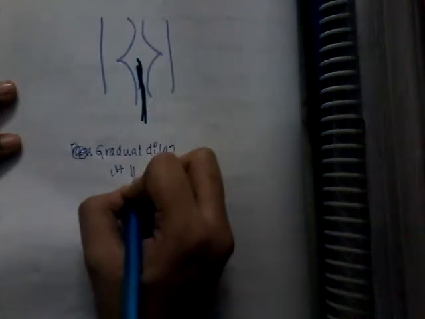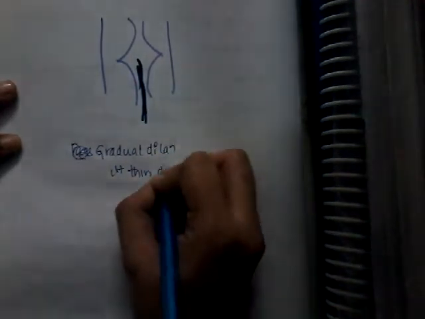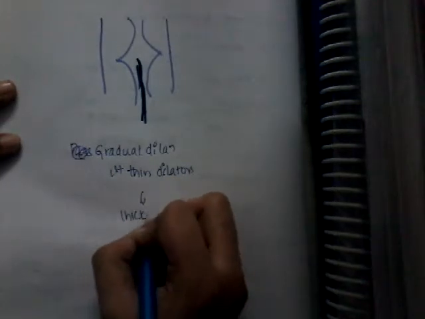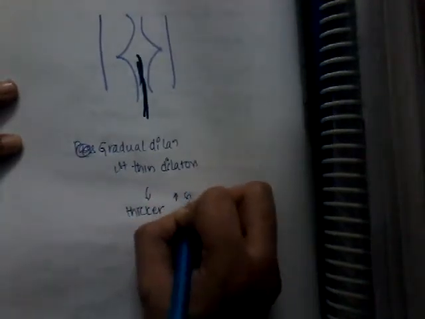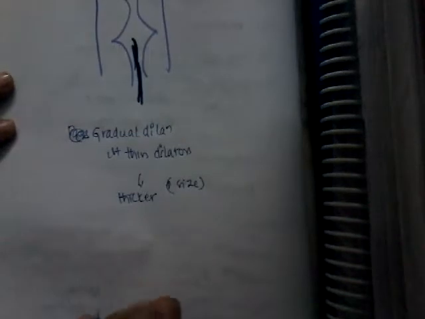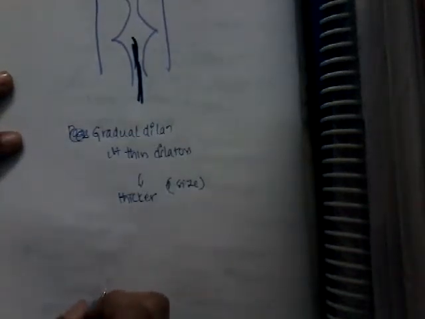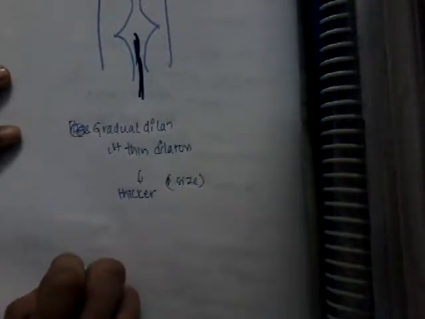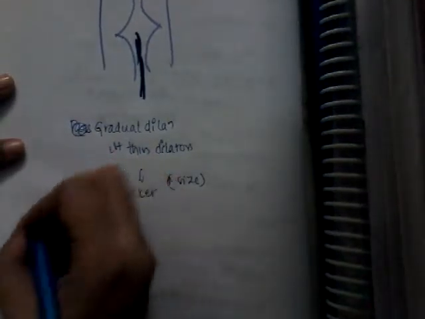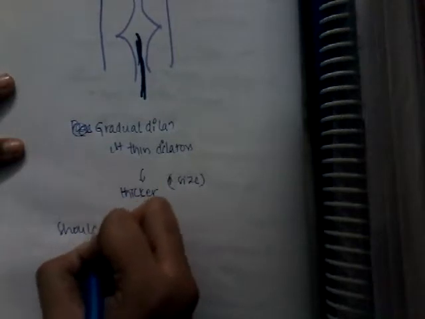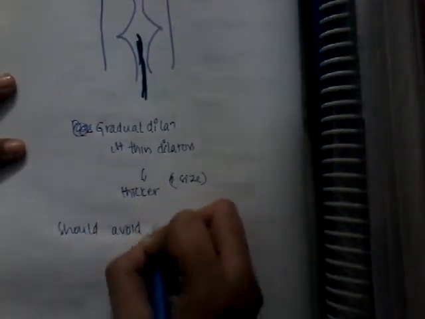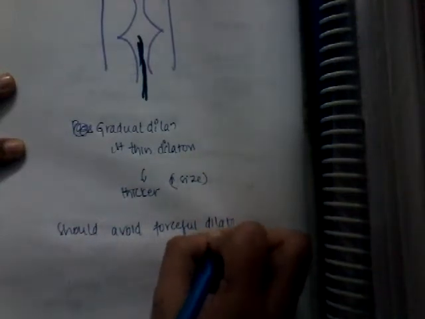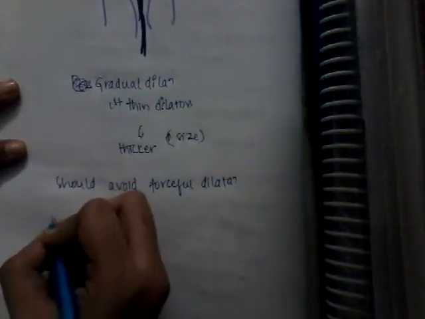First thin dilators are passed, and then thicker. You will have to increase the size of the dilators. Okay, this is done in OT under aseptic precautions. So, you should avoid forceful dilatation. Forceful dilatation is avoided. So, the dilatation is done.